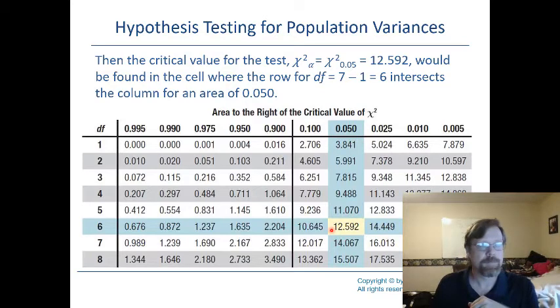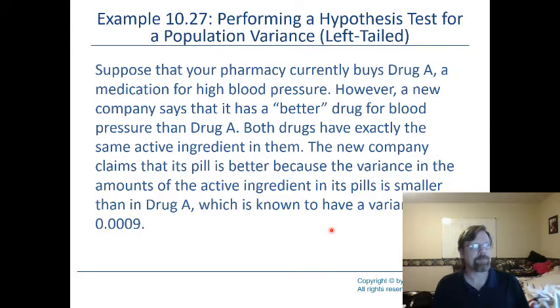Okay, so let's look at an example. Say we work at a pharmacy, we've been buying a drug for high blood pressure. New company says it's got a better drug. They've got the same active ingredient. Maybe company B is generic or something. But they're claiming they're better because the variance in the amount of active ingredient is smaller than with company A. We know that company A's got a variance of 0.0009.